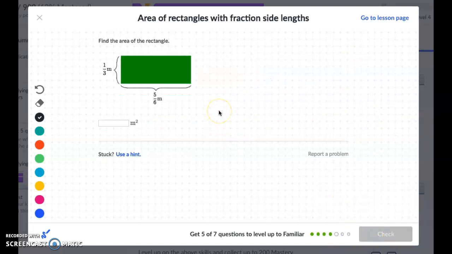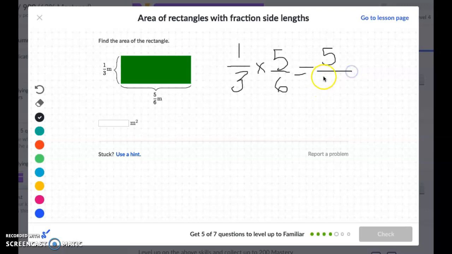Find the area of the rectangle. Again, area is length times width. So 1/3 times 5/6. 1 times 5 is 5. And 3 times 6 is 18. So 5/18 is going to be our final answer.